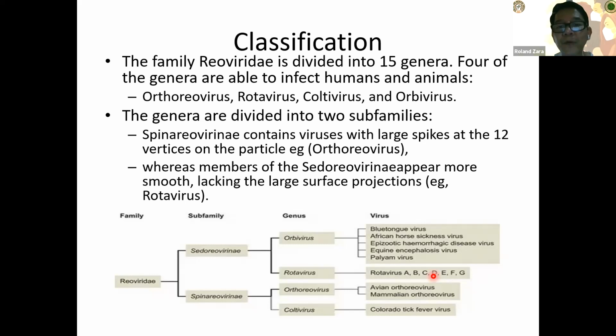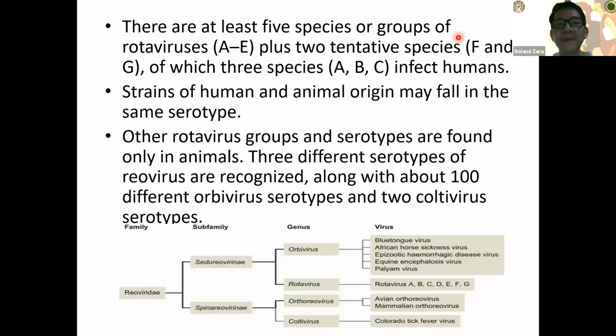Now, your orthoreovirus, you have your avian, and mammalian. And your Coltivirus, you have the Colorado tick fever. So, these are the group of your reoviruses. As I said, your rotavirus is composed of A, B, C, D, E, F and G. Your A, B, C infect your human. And A is the most common, okay?